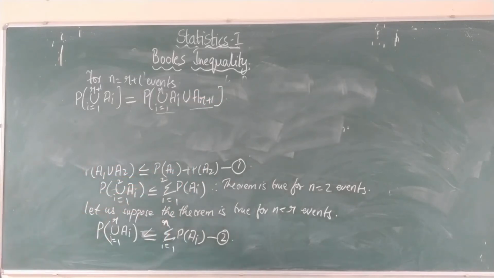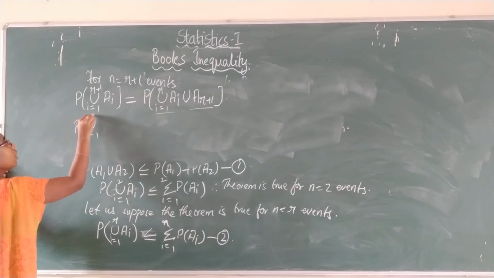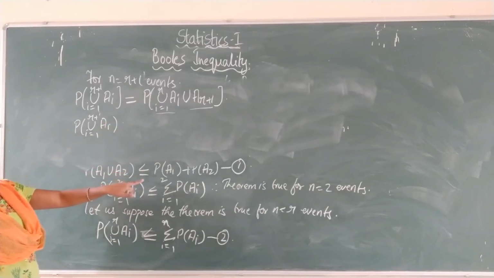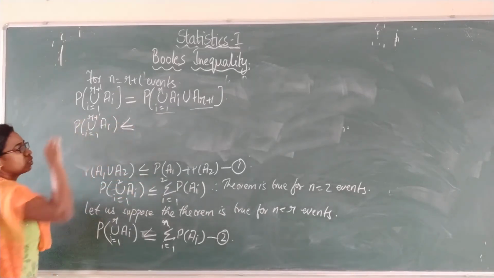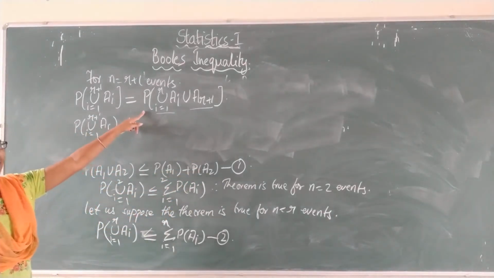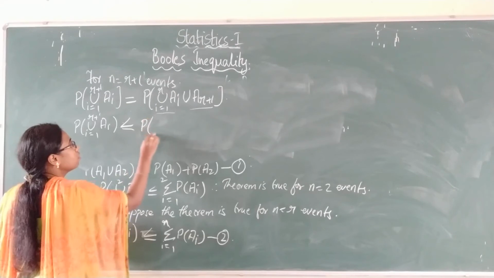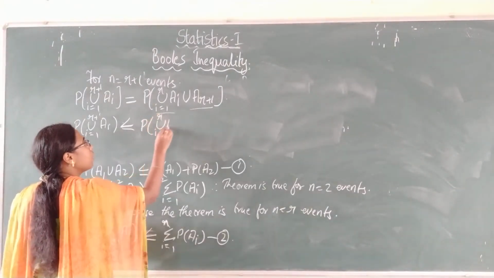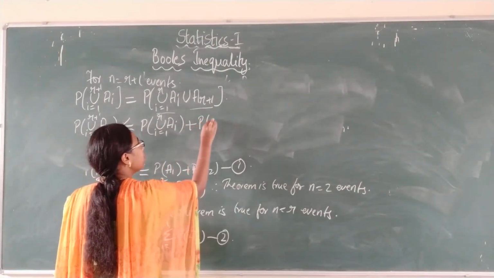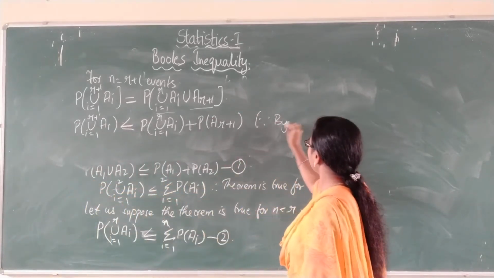Now use equation 1. So probability of union i equals 1 to r plus 1 of Ai is less than or equal to some value. So obviously this will also be less than or equal to P of A1 plus P of A2. What is A1 here? P of union i equals 1 to r of Ai. This is P of A1 plus P of A2, meaning P of A(r+1). This is since by using equation 1.